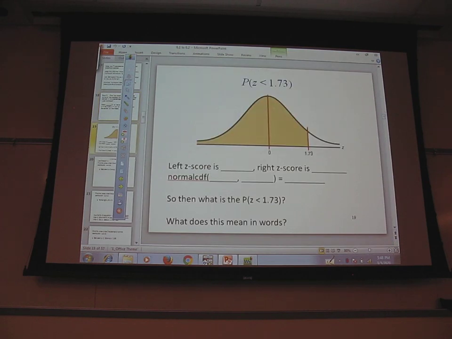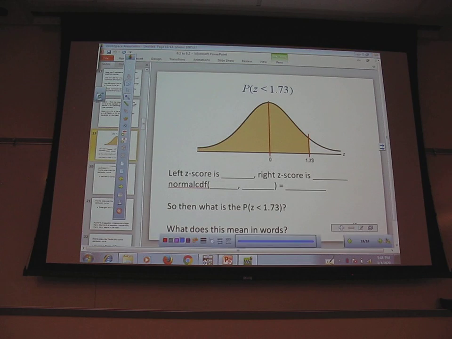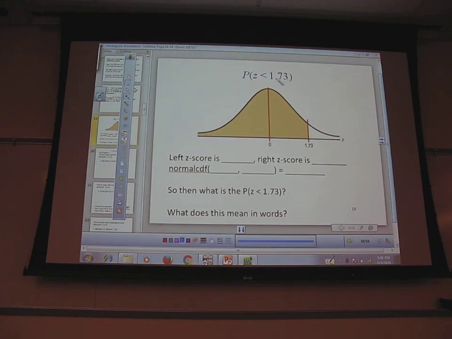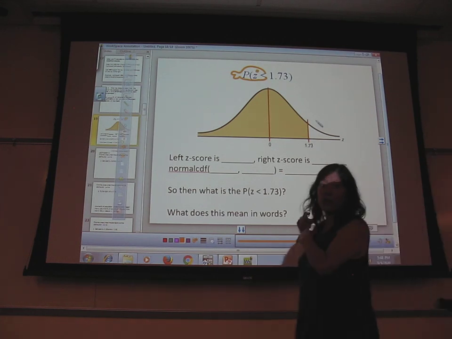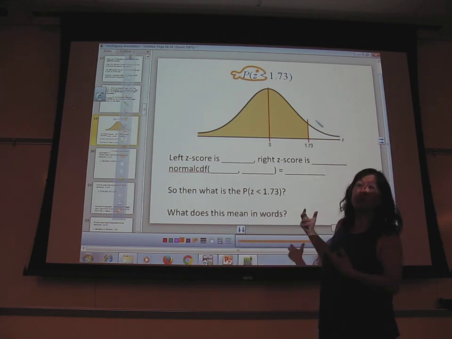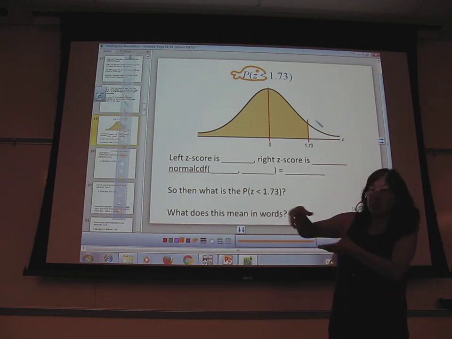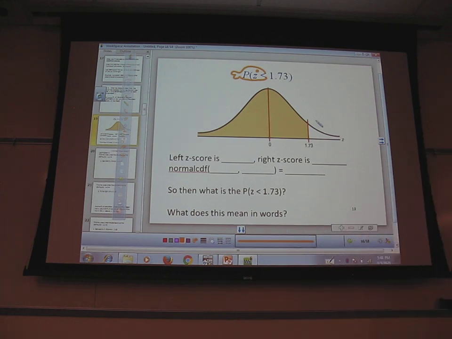So you guys, let's do one more together. Probability that z is less than... Less than means left. Again, if you guys aren't familiar with this, it goes back to Nemo. Here's a little fishy. He ate the smaller one. The big one is harder to catch, right? So the 1.73 is harder to catch. He's the bigger one. The z is the smaller one because he already ate him. That's the easiest way for me to tell which one's smaller and which one's larger.